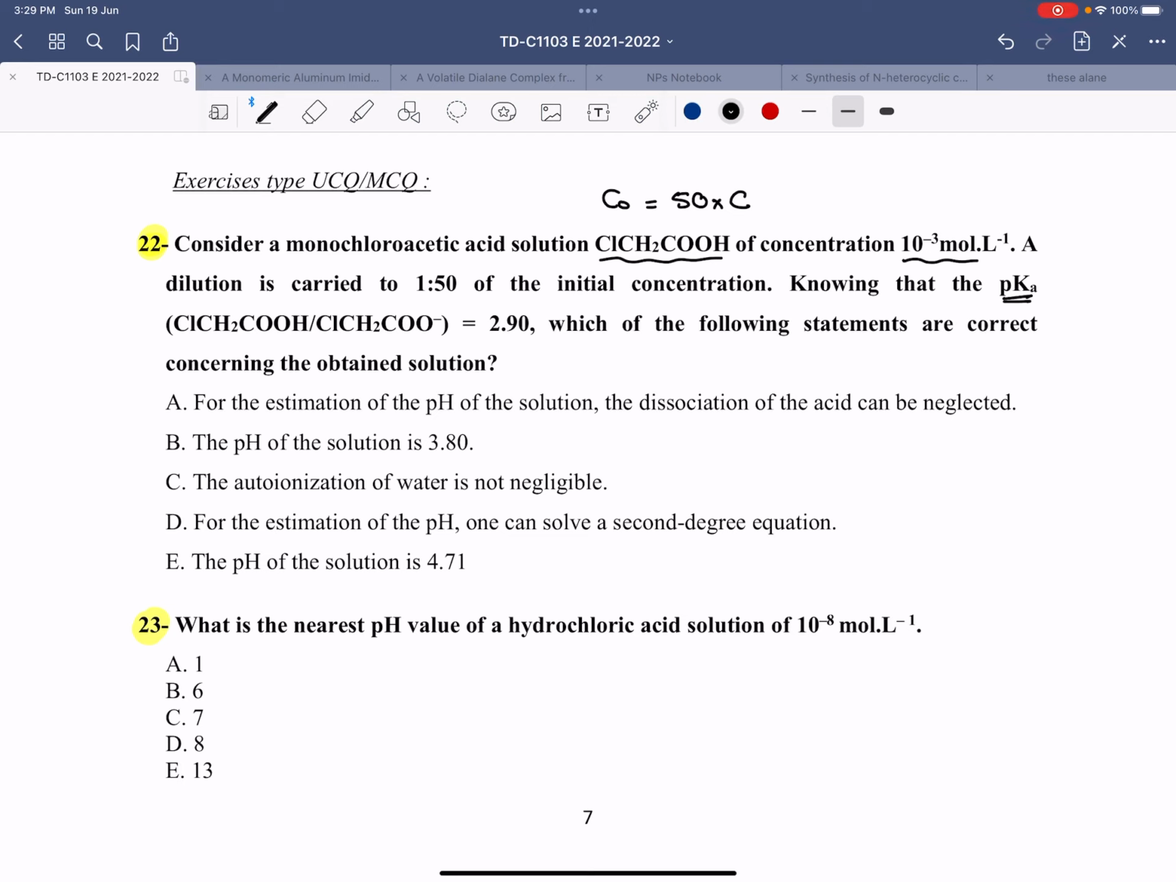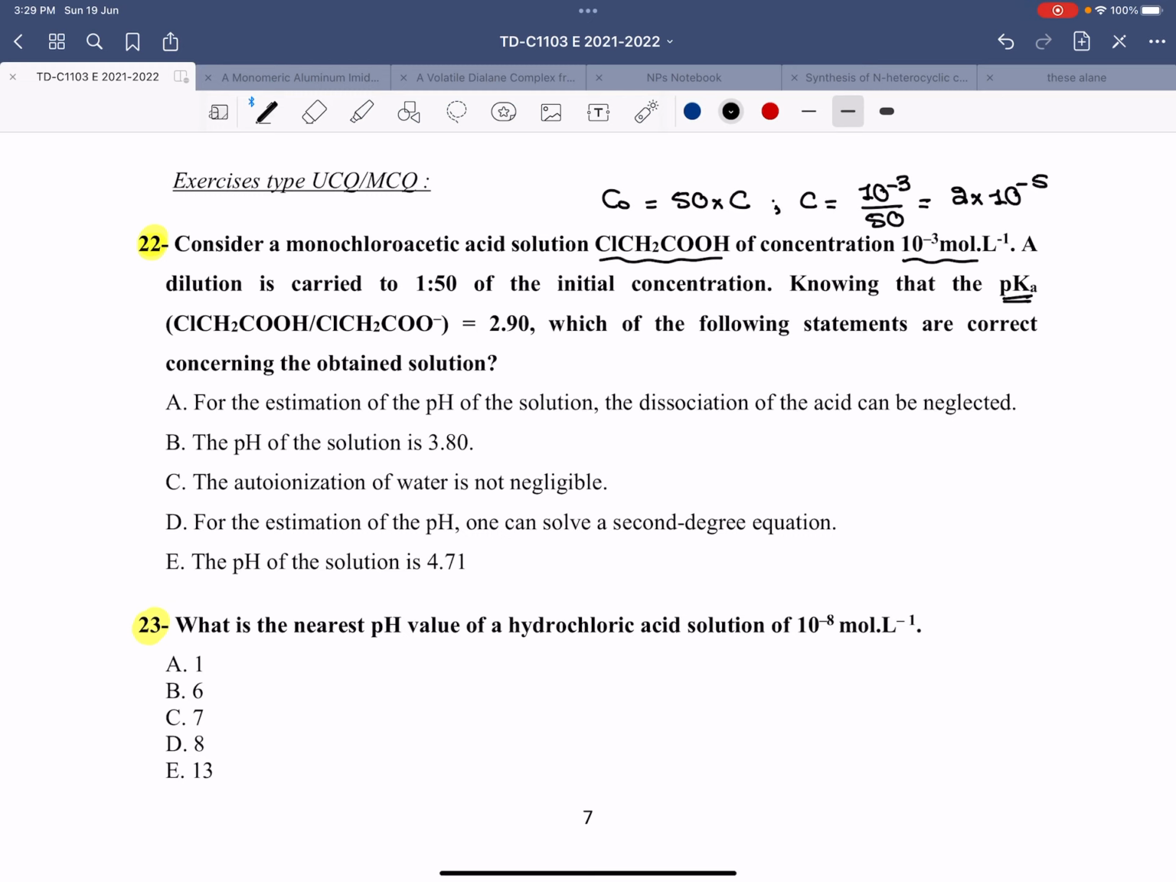Let's see. First thing, let's find the new concentration. The concentration is basically C0, which is 10 to the negative 3 divided by 50, and it's basically 1 over 5 times 10 to the power negative 4, so that's 0.5. We can put it directly as 2 times 10 to the power negative 5. Okay, so which of the following statements are correct concerning the obtained solution?